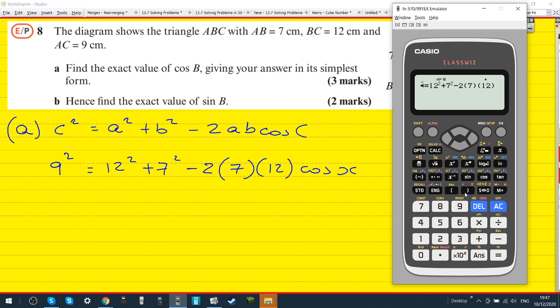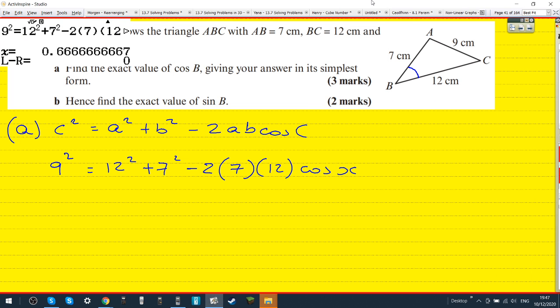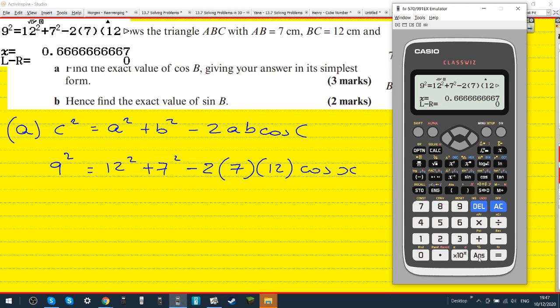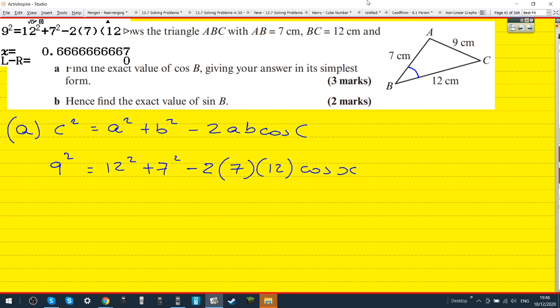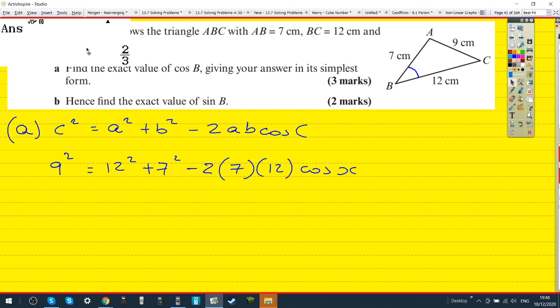Can you hear me? Yeah, I can hear you now. Actually, we're not trying to find B. We're trying to find cos B. So you wouldn't write cos X, you would just write X. Okay, so shift solve. That's what I get. And if I press answer, it's 2/3. So cos B is exactly 2/3.